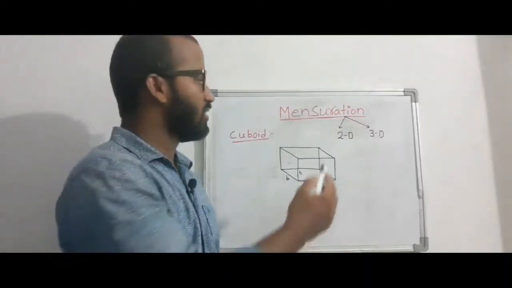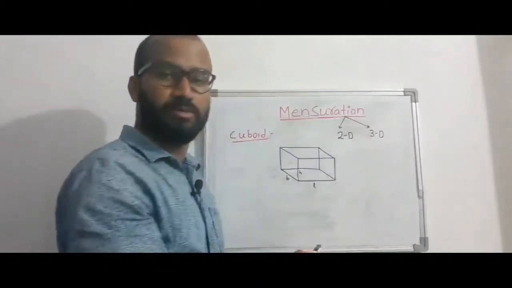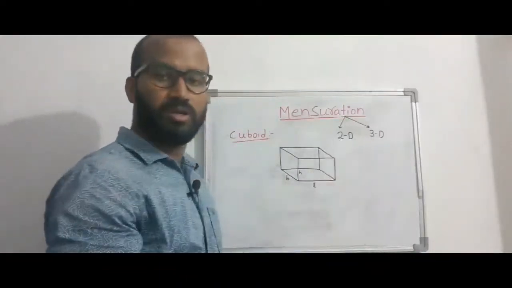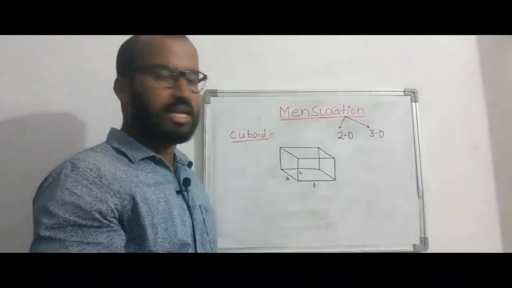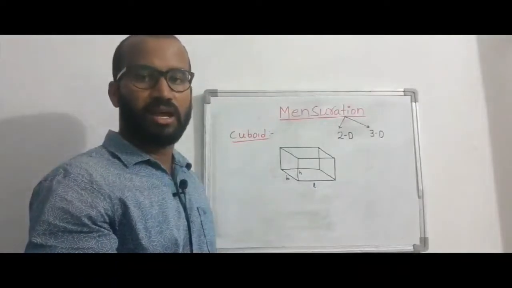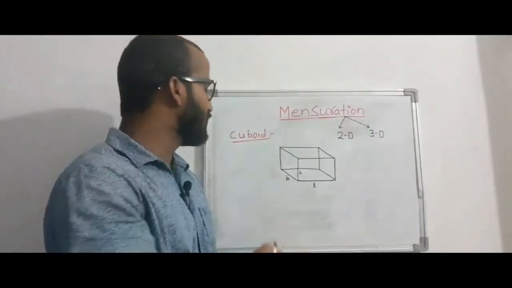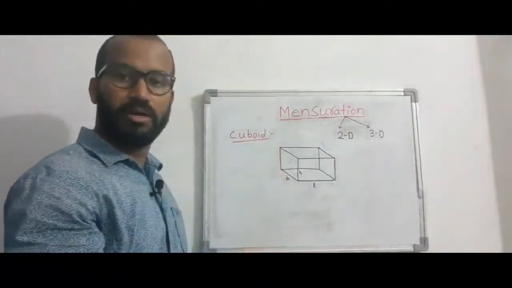In last lecture, we divided mensuration into 2D shapes and 3D shapes. In 2D shapes, we calculated area and perimeter. In 3D shapes, we are going to calculate total surface area and volume. Our first 3D shape is cuboid. How are we going to form a cuboid?